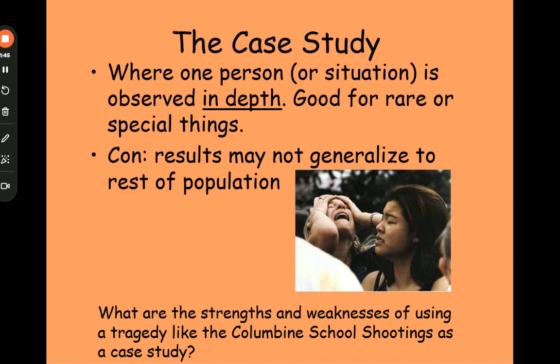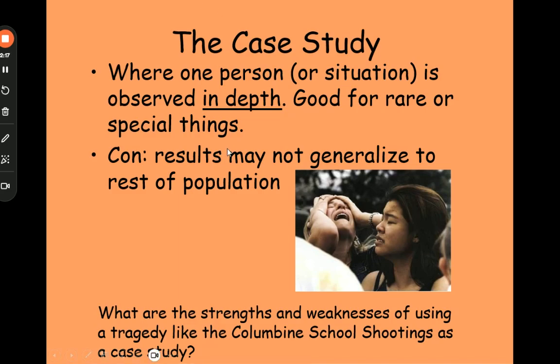If you're a sociologist trying to study school shootings, you may go and do interviews. You may spend months and months, not years probably, but you would interview people and try to really dig in deep about one thing. That's a case study, when you study something in depth. Now, you're not trying to establish a cause and effect relationship. You're just trying to really study something in depth.